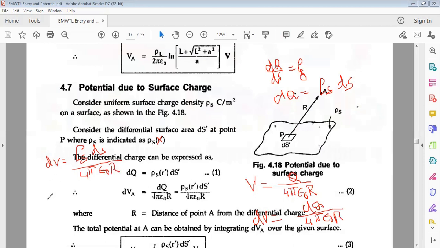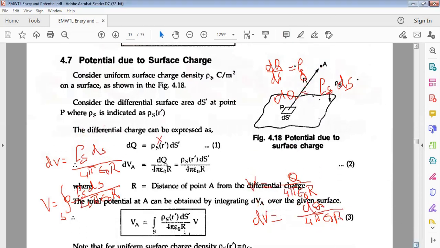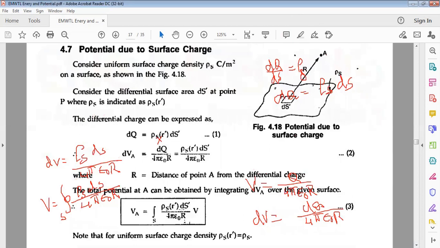Now apply the integral on both sides. So V is equal to the surface integral of rho S dS by 4 pi epsilon naught R. This is a surface integral. So V is equal to the integral of rho S dS by 4 pi epsilon naught R.